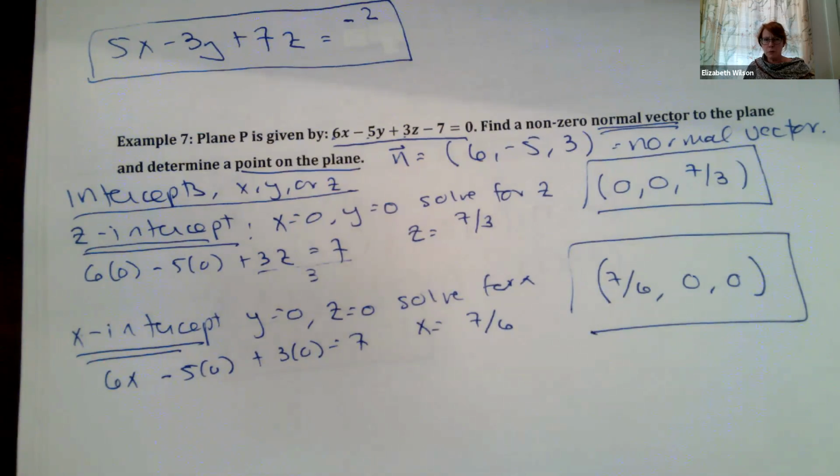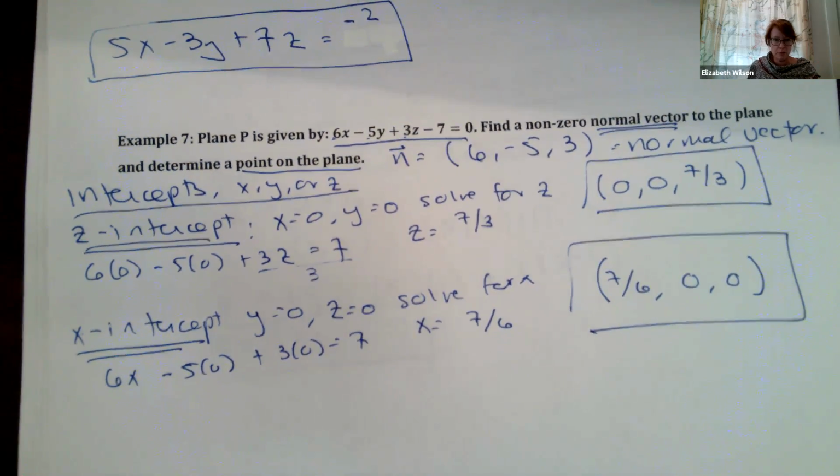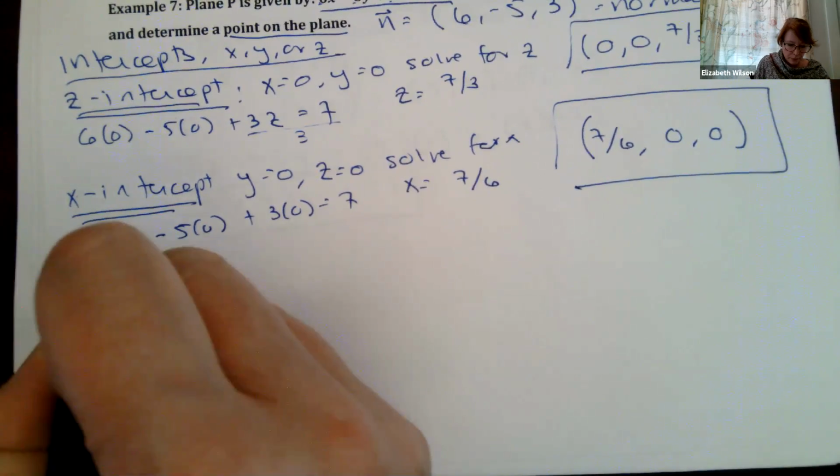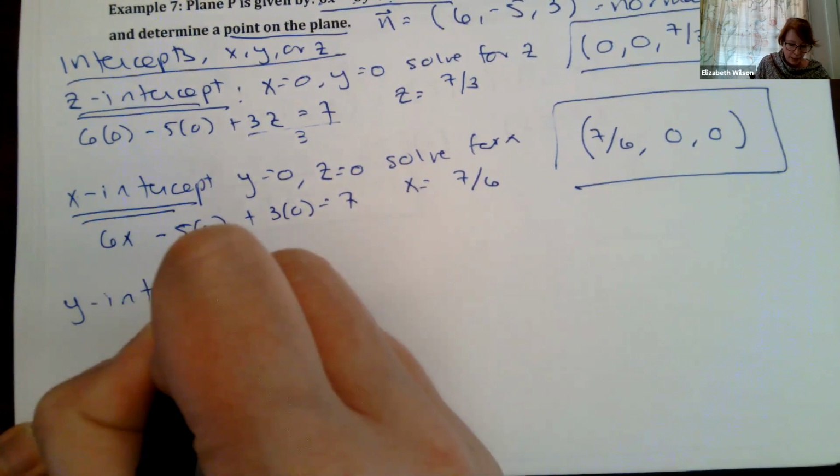They're just asking for 1 point, but I'm showing you how you can get an intercept, right? And you can choose, do you want an X, a Y, or a Z intercept? But at least you'll know how to do it. A Y-intercept, let's do that one lastly.